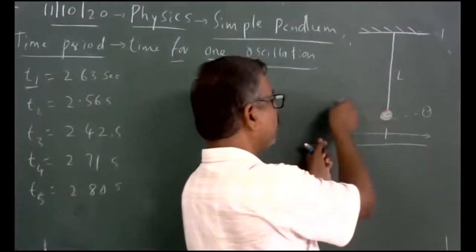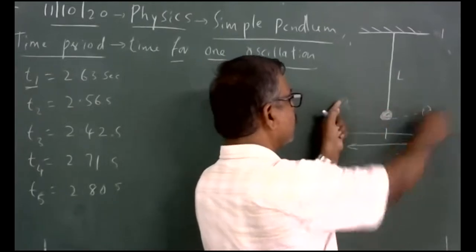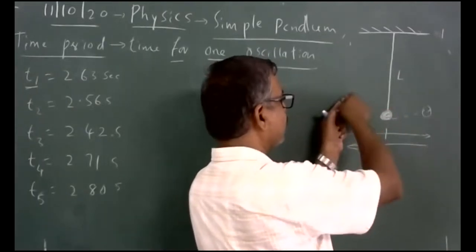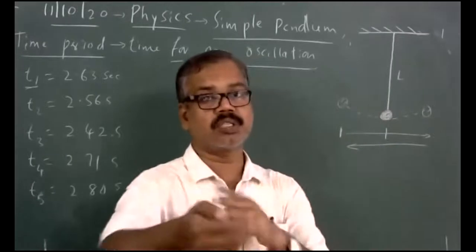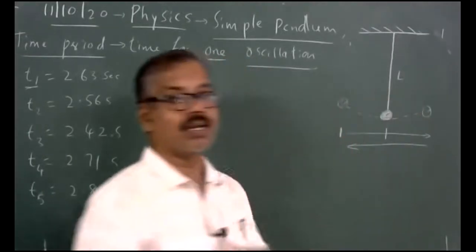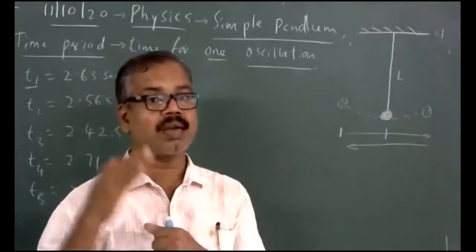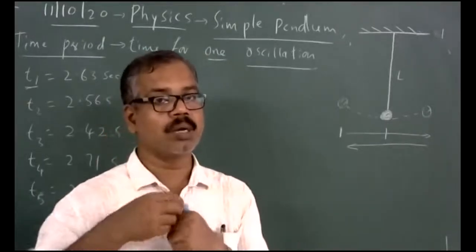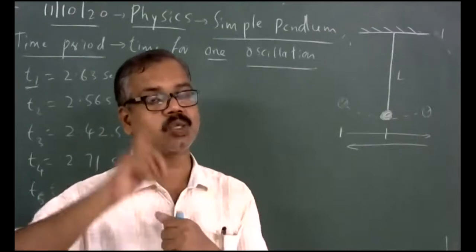You just pull the bob and release it. It goes to and comes back. So it is called forward motion and backward motion. The time taken to move from here to here and coming back is called the time period. What is the time period? The time taken by the bob to complete one oscillation is called the time period.